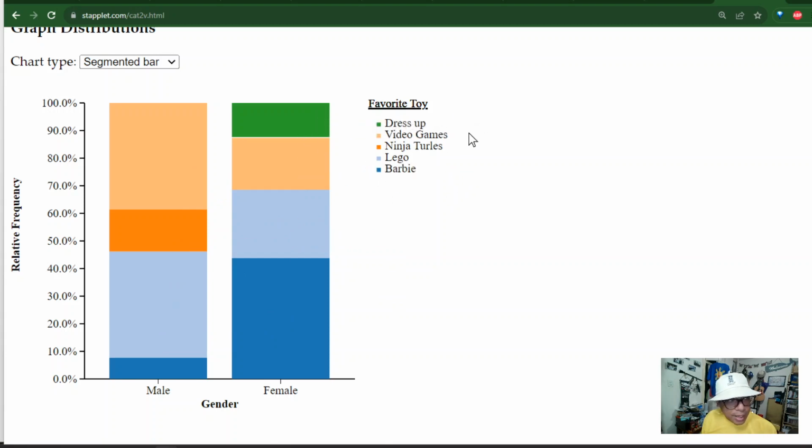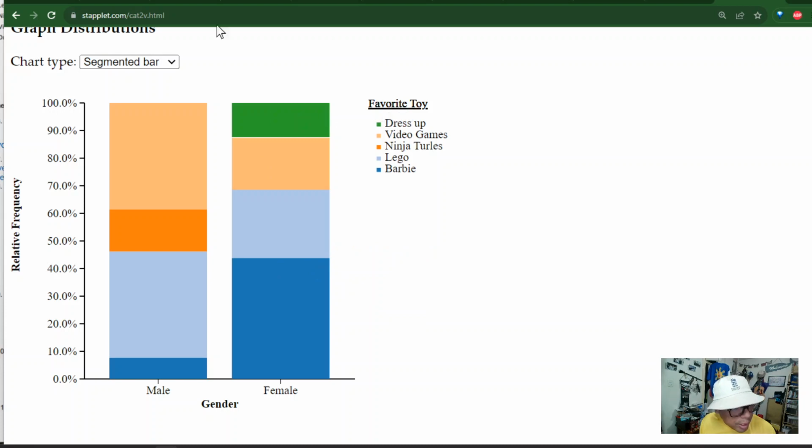There is again a key, but this time the vertical axis here is relative frequency. It's really important whenever you're comparing two different variables that we use relative frequency rather than frequency or count. This is so that it's easier to compare the two different variables.